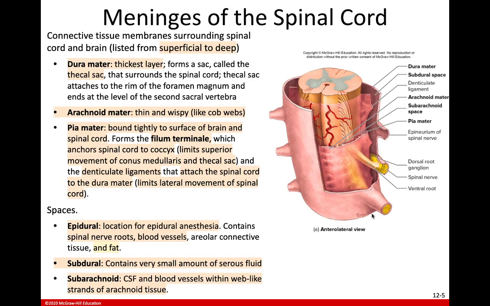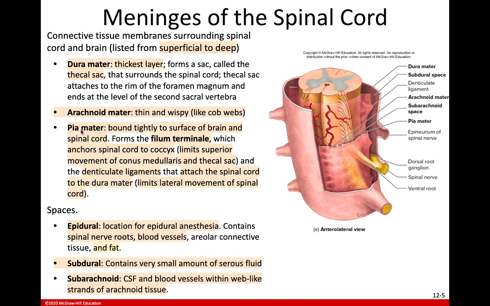Okay? Moving on, now we did talk about these last year in regular anatomy when we looked at the spinal meninges and the spaces between those spinal meninges. Again, the meninges are connective tissue membranes that surround the spinal cord and brain, and they help to protect and nourish the spinal cord and the brain. From superficial to deep, they are the dura mater, the arachnoid mater, and the pia mater.